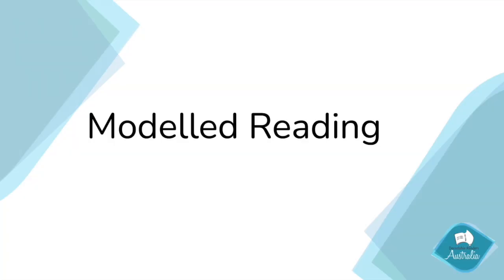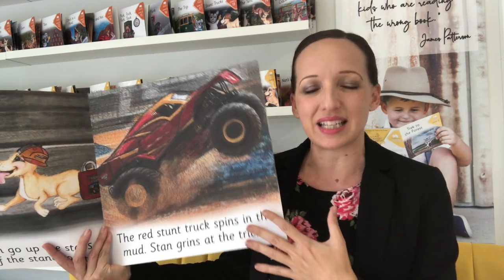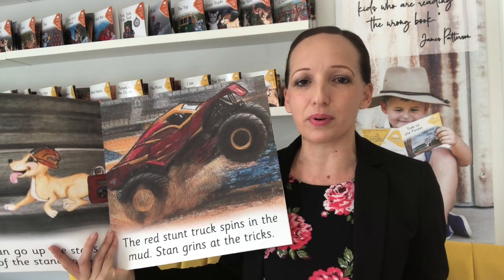Now, number 2, modelled reading. It's important that when teaching students to read, we give them opportunities to see exemplar practice. Students need to see all of those skills being displayed so that they can see what a skilled reader would look like. Now, our decodable readers come in big books, and this nice big text allows this modelled practice to occur.